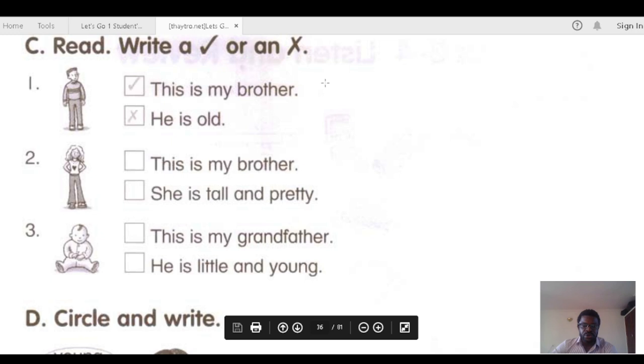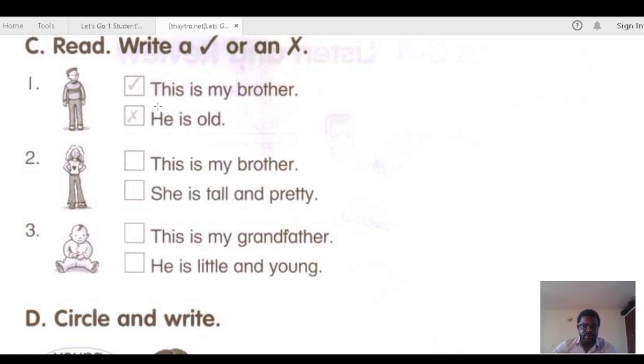So with that said, I want you to make sure you go through again and be able to read these things. This is my brother. He is old. It's not true. This is my brother. He's not old. This is my brother. She is tall and pretty. Which one is correct? This one is the correct one. She is tall and pretty. You go look at the girl. She's tall and she's beautiful.